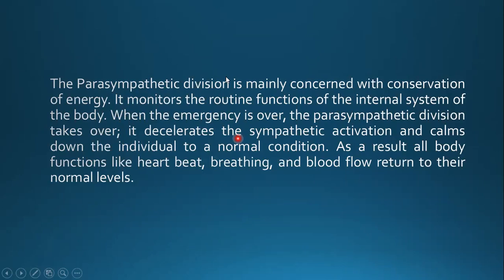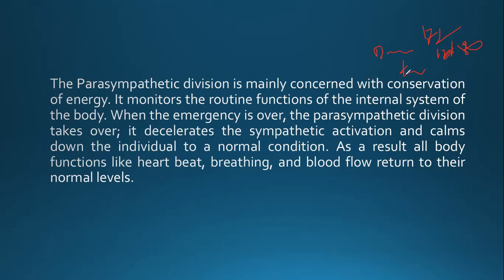The parasympathetic division is mainly concerned with conservation of energy. It monitors the routine functions of the internal system of the body. When the emergency is over, the parasympathetic division takes over, decelerates the sympathetic activation and calms the individual down to a normal condition. So normally the heart beats at 72 beats per minute, or 120 by 80 is the blood pressure. The kidney functioning is regular. The digestive system, the intestine functioning, is regular.